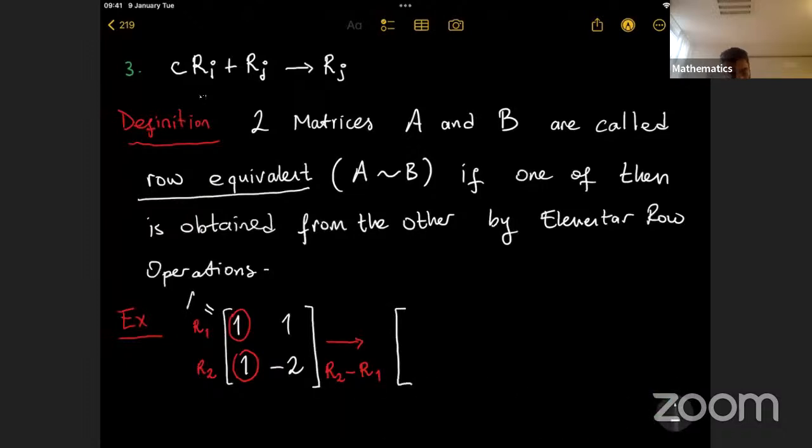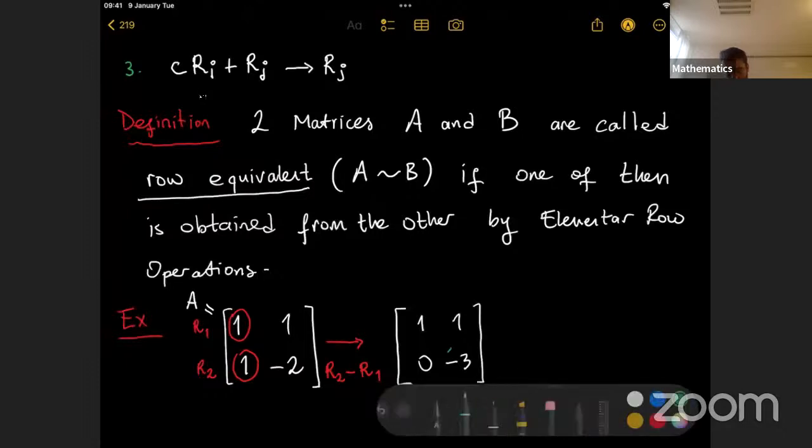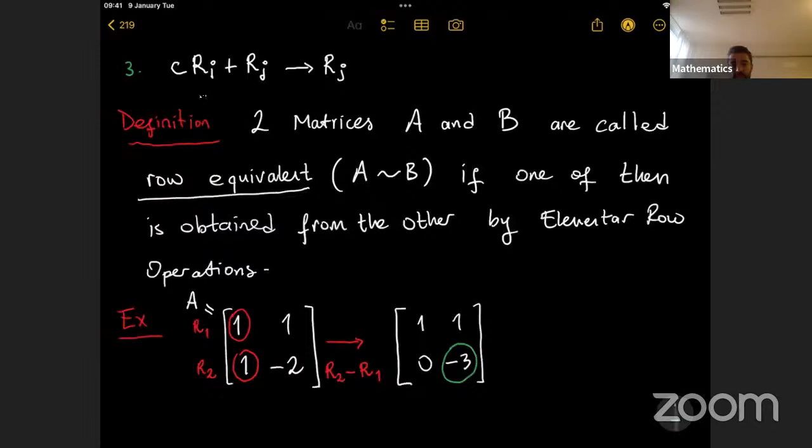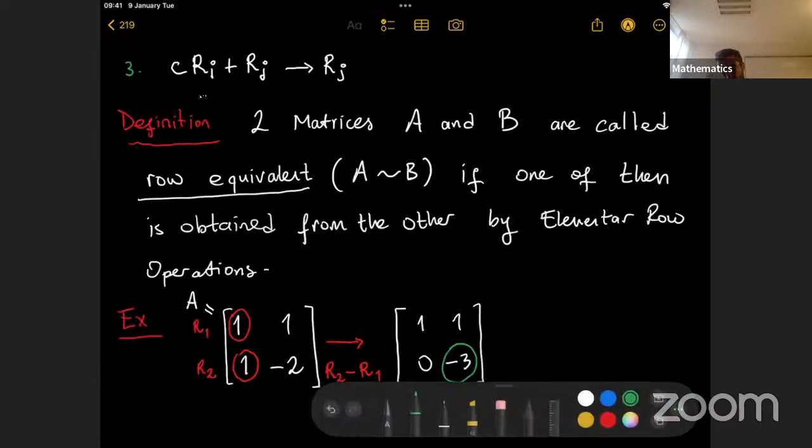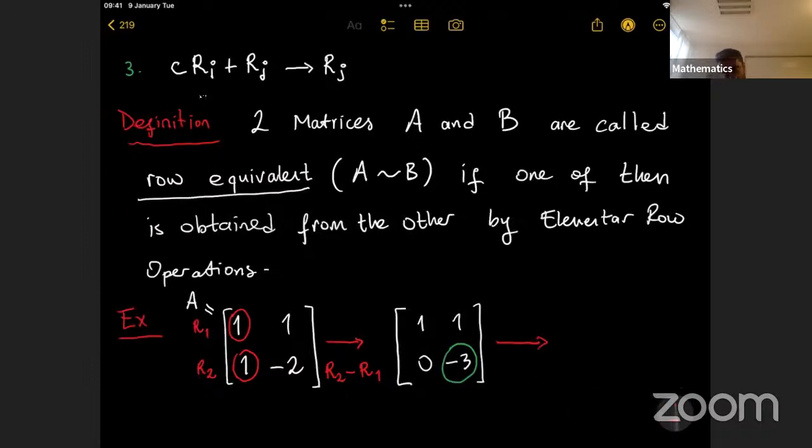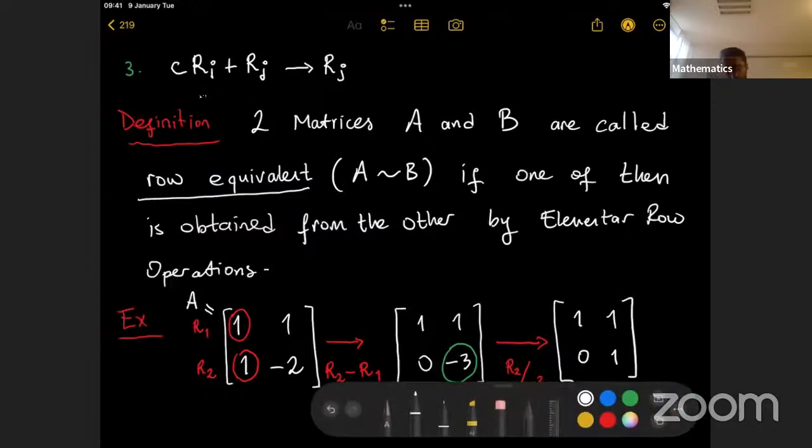well, that was my A, let's say. Okay. 1, 1. Then 0 here, -3 here, right? 1, -2, -1, -3. Well, let's make, for instance, this one 1. How do you make this one 1? Well, divide this one by -3, and you will get 1 in that entry. So basically, R2 / -3, and you get something like this, 1, 1, 0, 1.